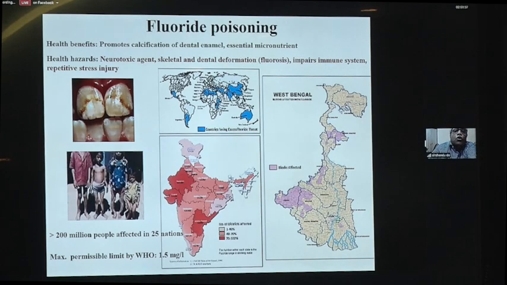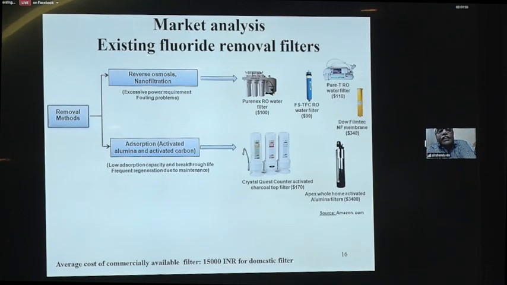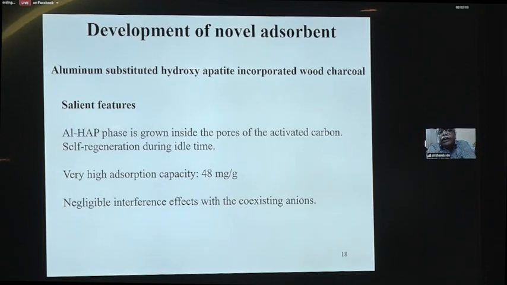If you do a market analysis of the existing fluoride removal filters, they can be categorized in 2 broad categories. One is membrane-based, like reverse osmosis and nanofiltration-based filters, and another is adsorption-based filters, mainly using activated alumina and activated carbon. If you look into these technologies, the average cost of the commercially available filters is quite expensive, 15,000 rupees for the domestic filters.